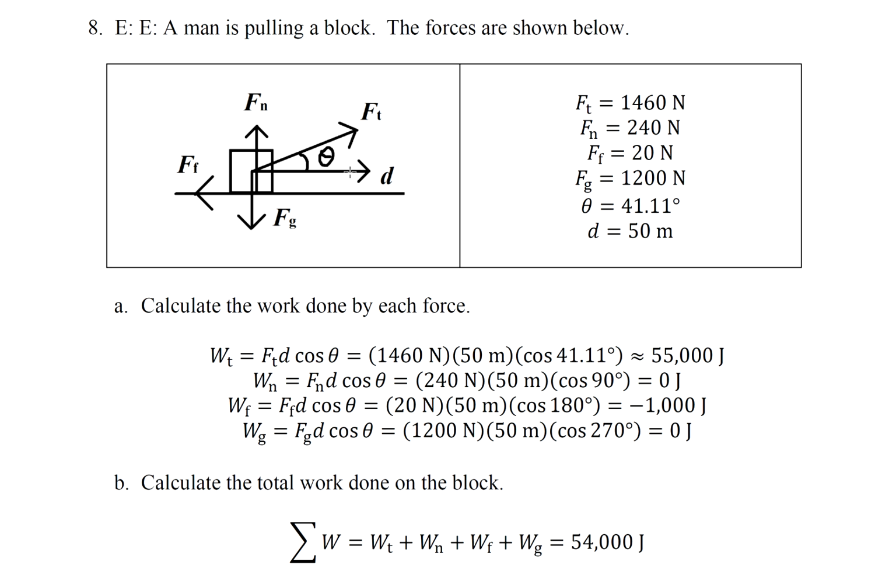The object moves to the right and the force normal is up. So the angle between force normal and the displacement is 90 degrees. The object moves to the right and the force of friction is to the left. So the angle between friction and displacement is 180 degrees. Finally, the force of gravity is down, displacement is to the right. The angle between the two is 270 degrees.